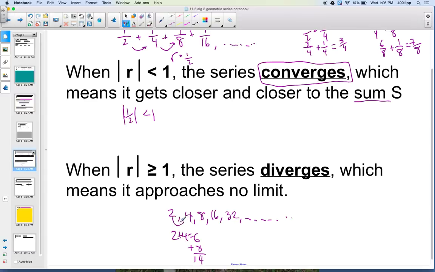And our common ratio here, we keep multiplying by 2. So my common ratio r here is 2. That's an r, it kind of looks like a square root, sorry. r is equal to 2 here. So if the absolute value of your common ratio is greater than or equal to 1, it's diverging. So this series right here diverges, and therefore it has no sum. There's no sum to find.